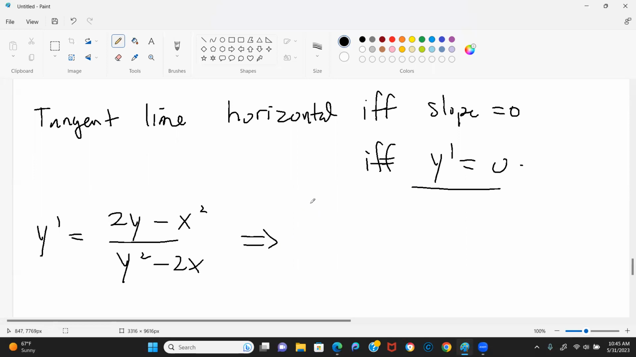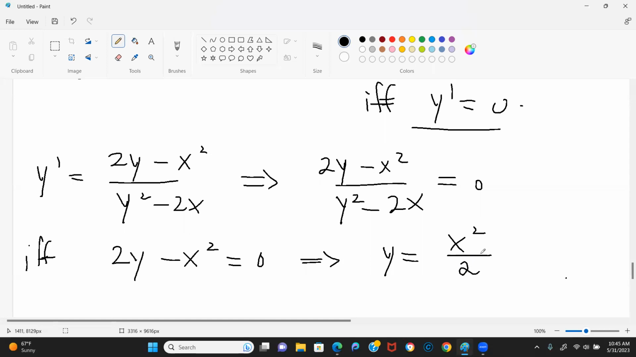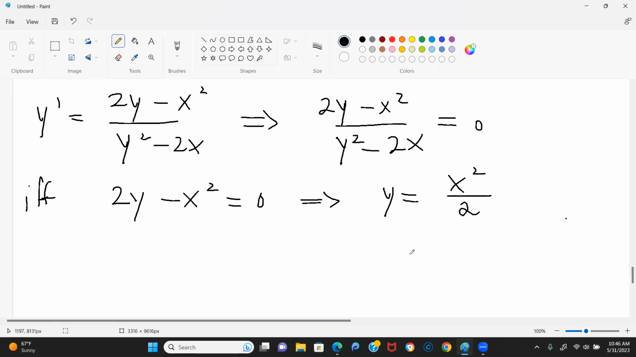So if we set y prime equal to 0, it's the same thing as (2y minus x squared) over (y squared minus 2x) is equal to 0. And that's the case if and only if the numerator is 0. So we get 2y minus x squared is equal to 0. And that implies that, well, I guess y is equal to x squared over 2. All right, so you can see it's not just one single point where you have horizontal tangents. There could be a lot of points on the curve where you have horizontal tangents.